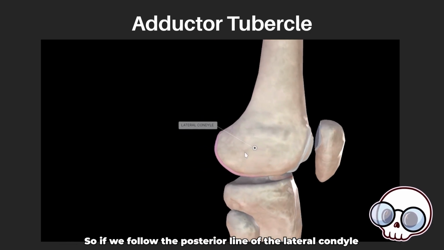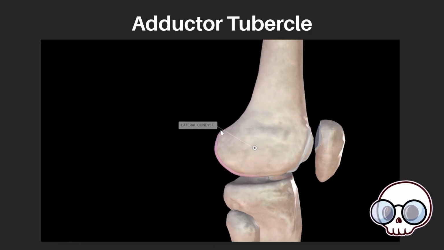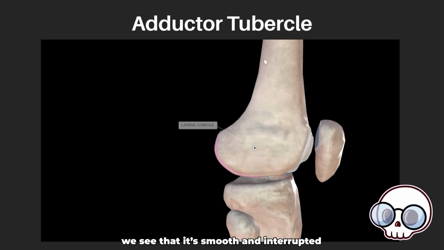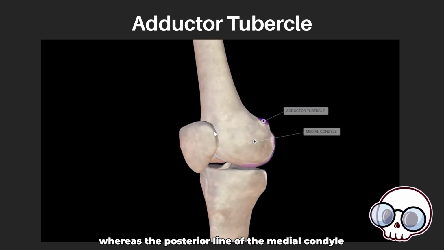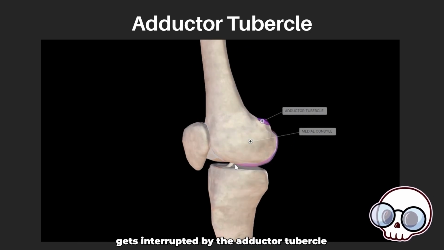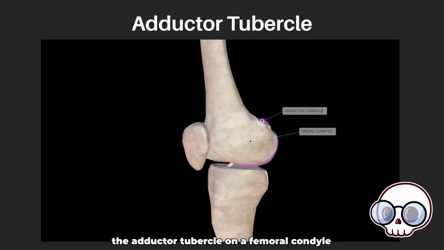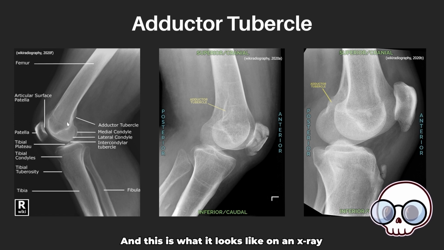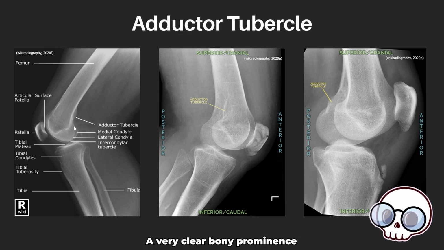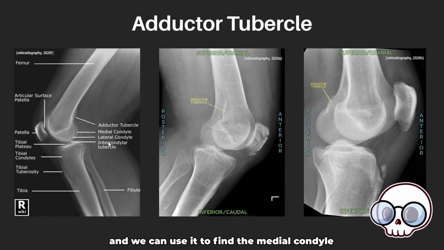So if we follow the posterior line of the lateral condyle, we see that it's smooth and uninterrupted, whereas the posterior line of the medial condyle gets interrupted by the adductor tubercle. So the main takeaway to this is if we see the prominence of the adductor tubercle on a femoral condyle, we know that it's the medial one. And this is what it looks like on an x-ray. A very clear bony prominence, and we can use it to find the medial condyle.